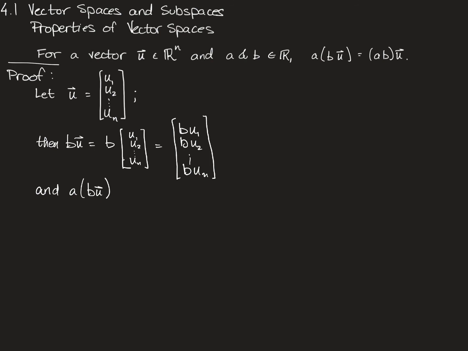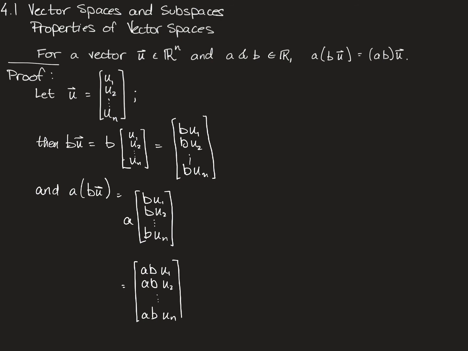b times u, is going to equal, I'm going to have to scooch down here a little bit, a times the vector b times u sub 1, b times u sub 2, down to b times u sub n. And again, by scalar multiplication, what this means is multiply each component by a, so I'm going to get a, b, u sub 1, a, b, u sub 2, and so on, down to u sub n. That is the result of multiplying a vector u first by b to get bu, and then by a.